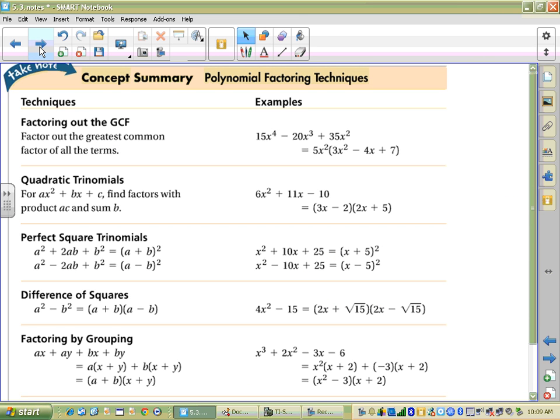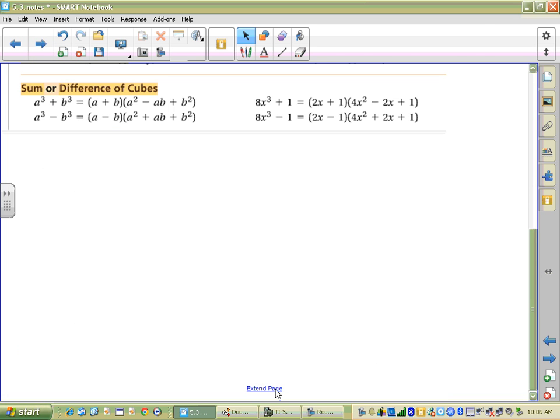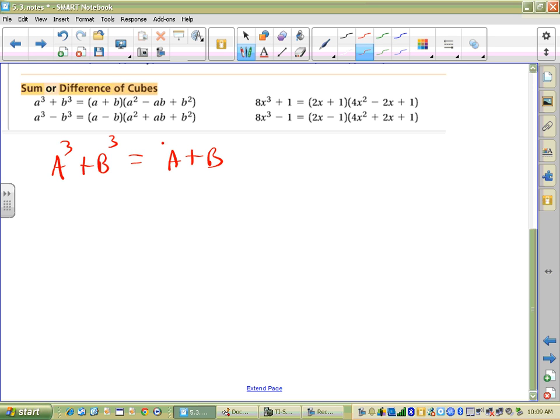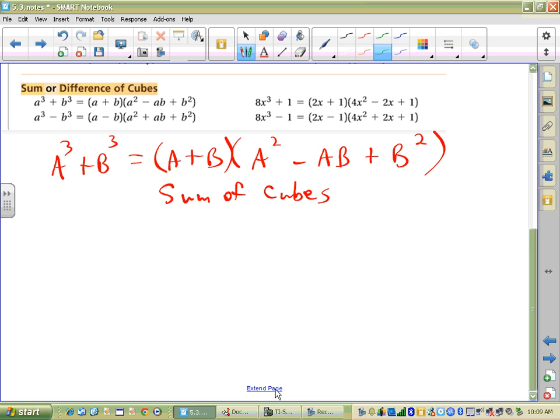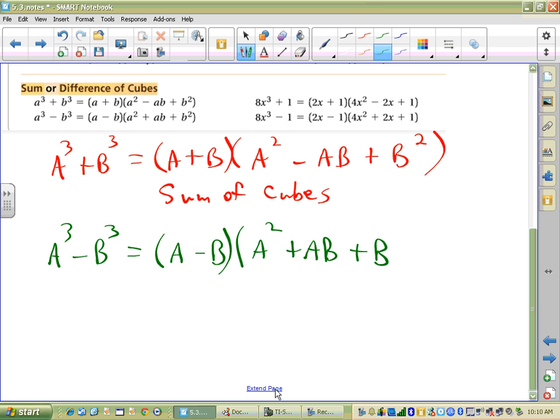So there's a new idea here called factoring the sum and difference of cubes. Let me write it real big. It says a cubed plus b cubed is a plus b times a squared minus ab plus b squared. That's called a sum of cubes. That's the rule. It will work. Follow it. I'll make some notes about it after you copy it down. A cubed minus b cubed is a minus b times a squared plus ab plus b squared.